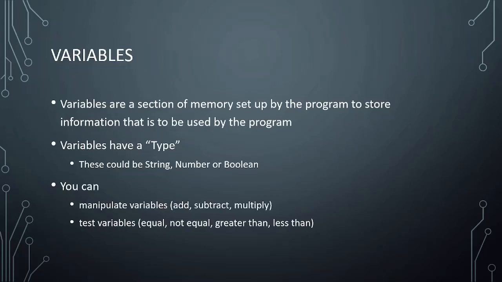And you can manipulate these variables. So you can either project them onto the screen by printing them, or you could add and subtract or multiply those values. And you can also test the variables. So that's checking if the right thing has been typed in by the user, or it might be comparing a bunch of numbers to work out whether or not you've got a profit or a loss.